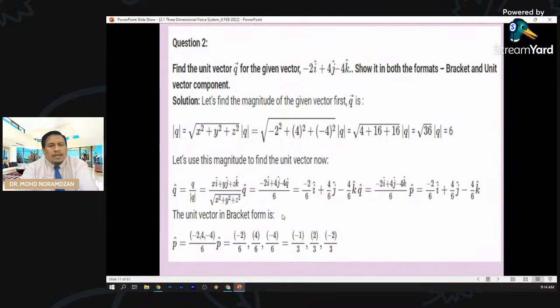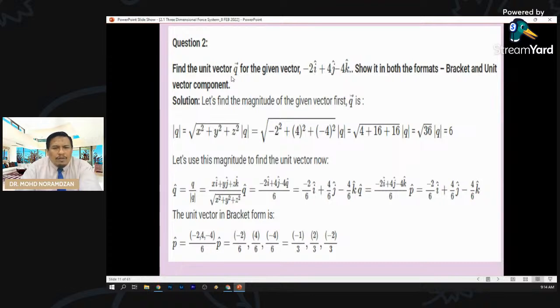Next question. Find the vector q for the given. You can see the vector here, in both formats, bracket and unit vector. Let's find the magnitude. As usual, we must find the magnitude of q. The magnitude is 2 squared, negative 2 squared, that means 4. 4 squared is 16, negative 4 squared is 16. So we get 36. The magnitude of q is 6.